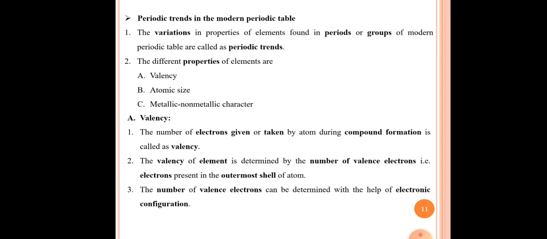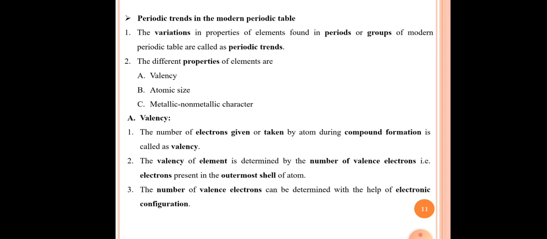So in the next slide, we are going to study the periodic trends in the modern periodic table. Periodic trends means the changes in the properties of the elements in the modern periodic table. The variation in the properties of elements found in periods and groups of the modern periodic table are called periodic trends.